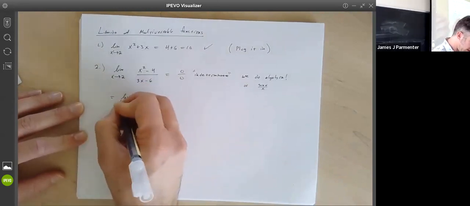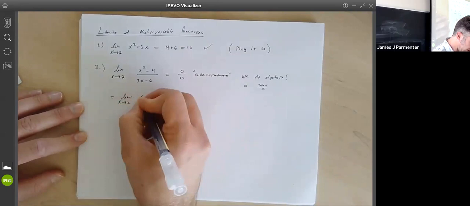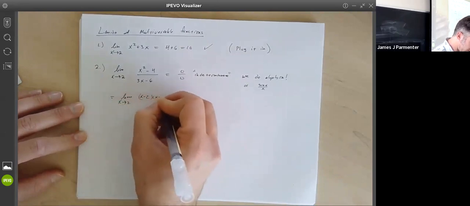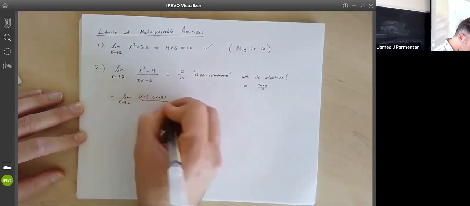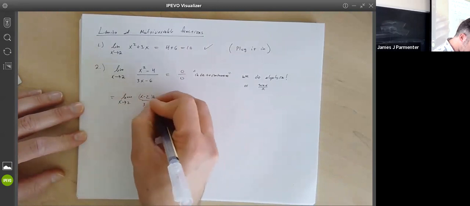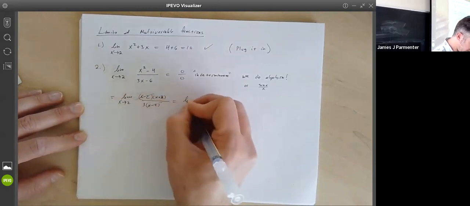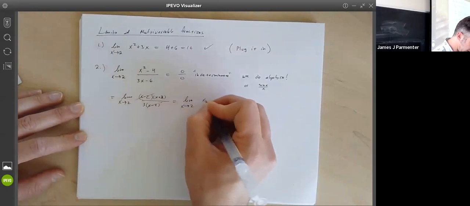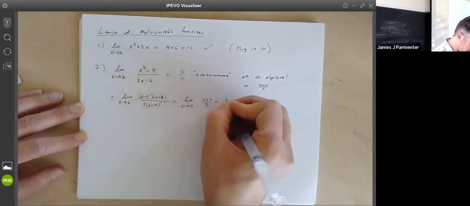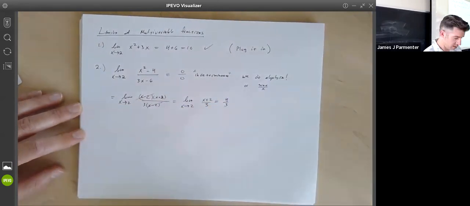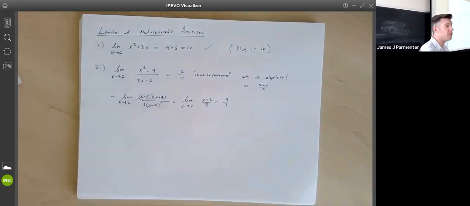We're going to get the limit as x approaches 2 of x minus 2 times x plus 2 over 3 times x minus 2. The x minus 2's cancel. And then you have the limit as x approaches 2 of x plus 2 over 3, which is just going to be 4/3. So that's kind of the second thing to remember.